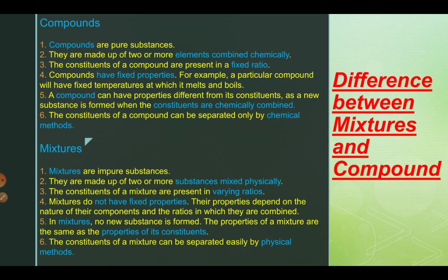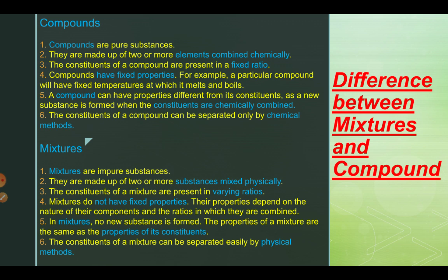Compounds have fixed properties. For example, a particular compound will have a fixed temperature at which it melts and boils. But mixtures do not have fixed properties. Their properties depend on the nature of their components and the ratios in which they are combined. A compound can have properties different from its constituents as a new substance is formed when the constituents are chemically combined, whereas in mixtures no new substance is formed. The properties of a mixture are the same as the properties of its constituents.